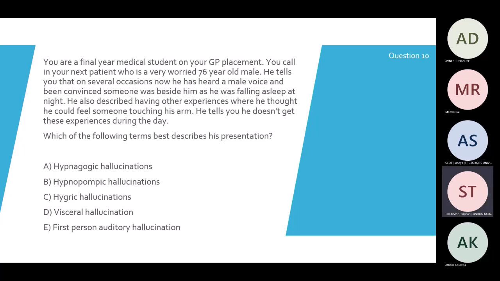And question number 10 for today is: you are a final year medical student on your GP placement. You call in your next patient, who is a very worried 76-year-old male. He tells you that on several occasions he's heard a male voice and been convinced someone was beside him as he was falling asleep at night. He also described having experiences where he thought he could feel somebody touching his arm as he was falling asleep. He tells you he doesn't get these experiences during the day. So which of the following terms best describes his presentation?